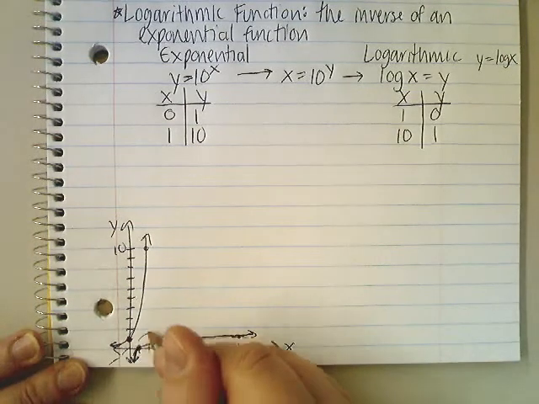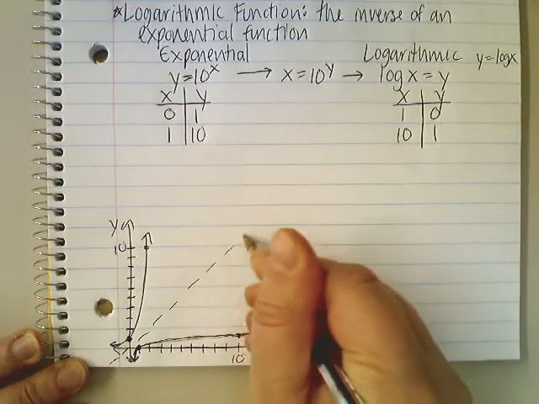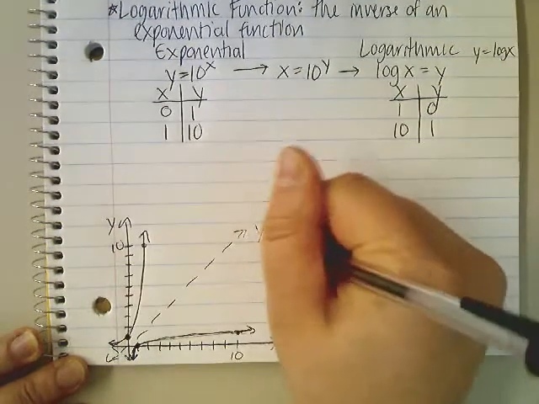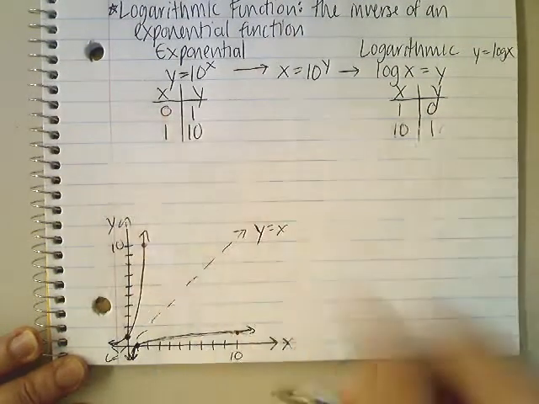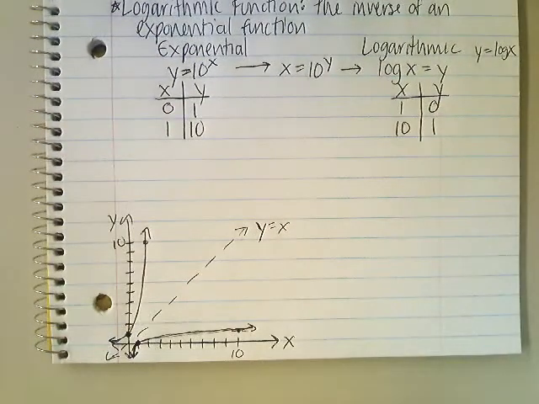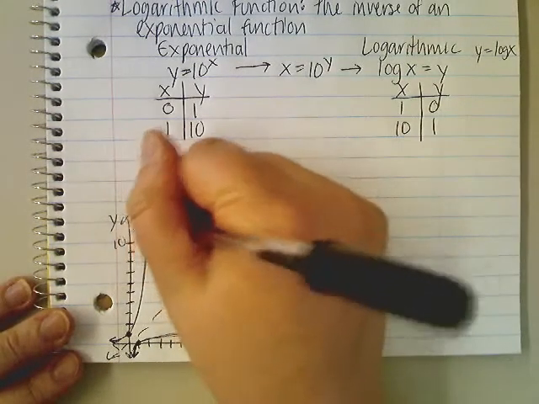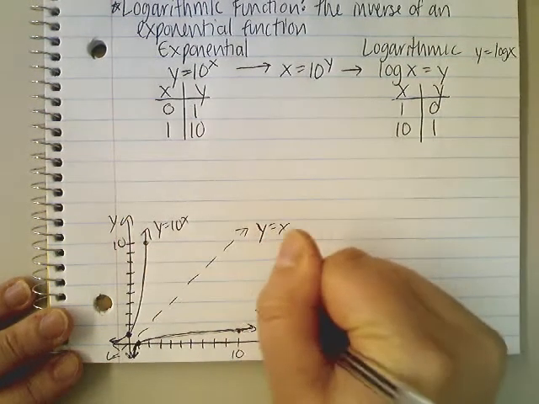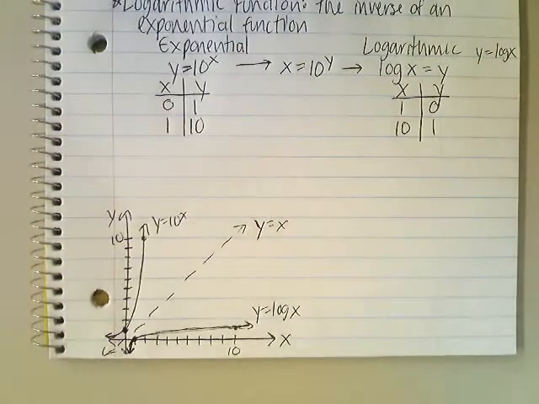And I can check this because I know it should be a reflection of the line over the line y equals x. So if I draw that line, y equals x, they should be this just reflected over it, which it appears to be. I'm going to label them so we know. And there are our graphs.